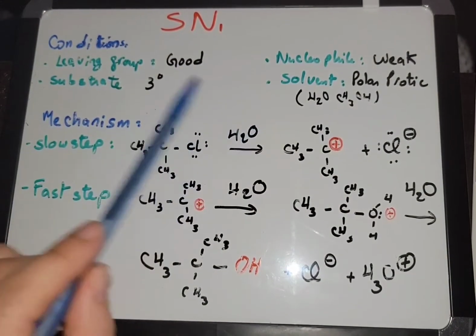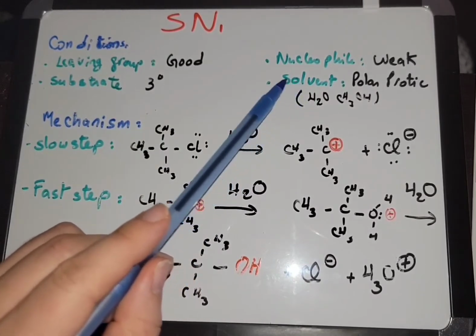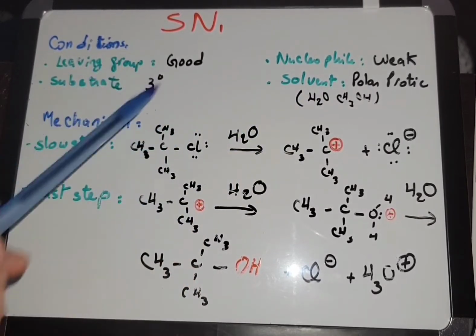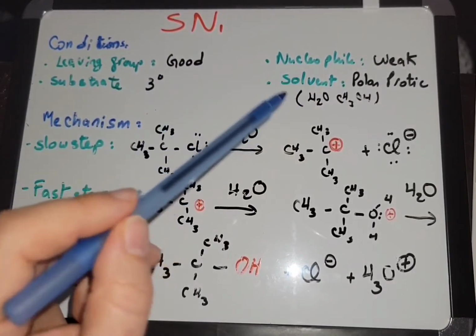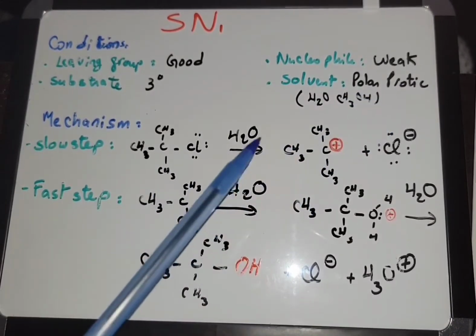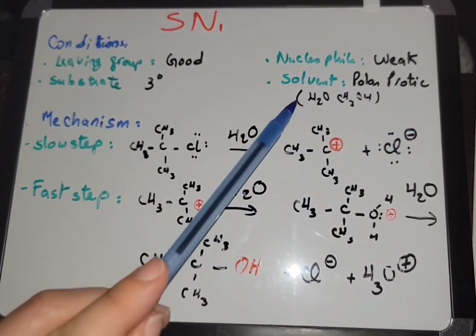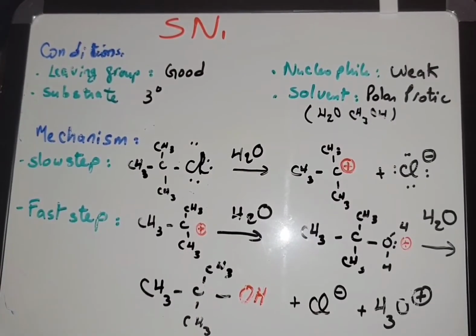And in the last place we have the solvent. We don't usually worry about the solvent. It's the last condition. If we have all these conditions, then we won't look into the solvent. But it has to be polar and protic. The polar protic solvents are usually water and alcohols. So let's talk about the mechanism.